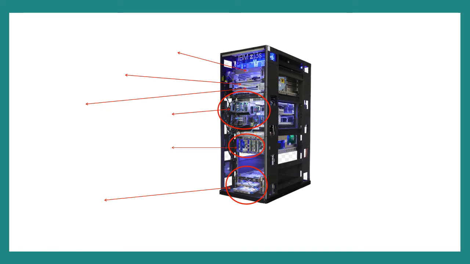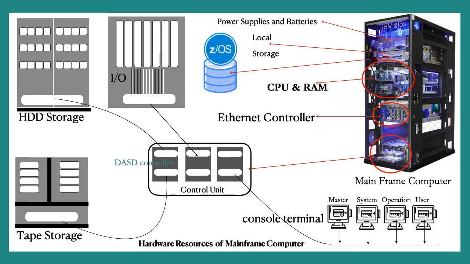Okay, let's take a look at the components inside of a mainframe computer. As you can see in the picture, the different devices and components of a mainframe computer are divided into different layers. There are components in the bottom layer, some in the middle layer, and others in the top layer. So we're going to see what those important components are in the next slide.